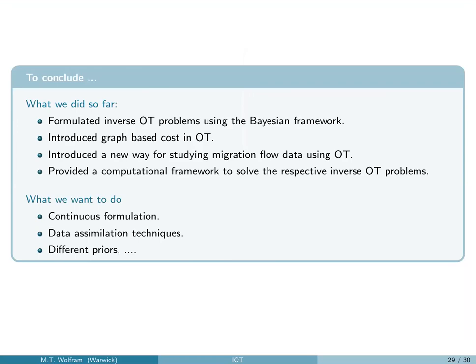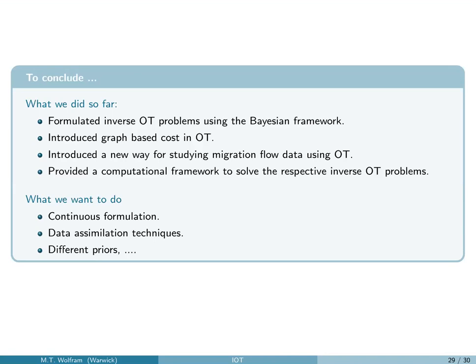Okay, just to conclude, what I showed you is how you could formulate these inverse optimal transport problems using the Bayesian framework, and also how you can connect graph-based structures which define your cost to the optimal transportation problem. This defines, as I said, some new way how you can study migration flows, and it gives you a tool to quantify and computationally compute estimates for cost criteria.